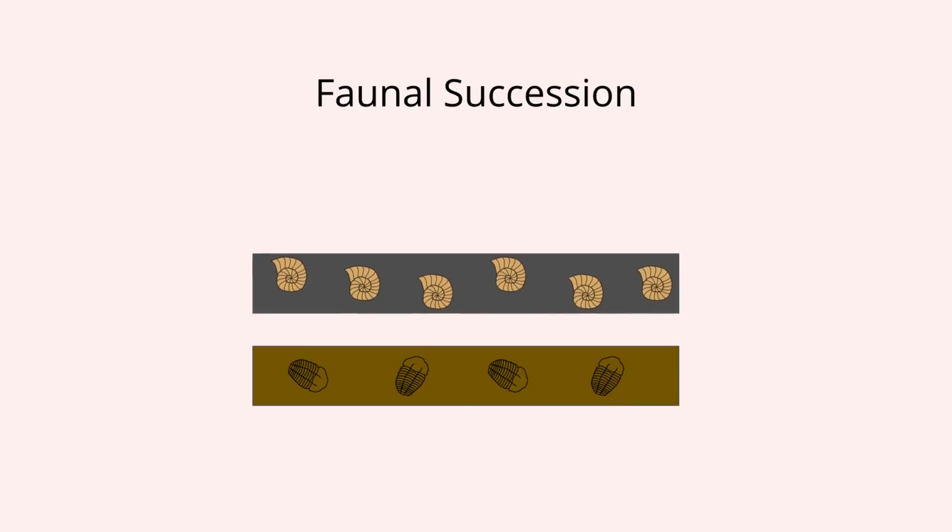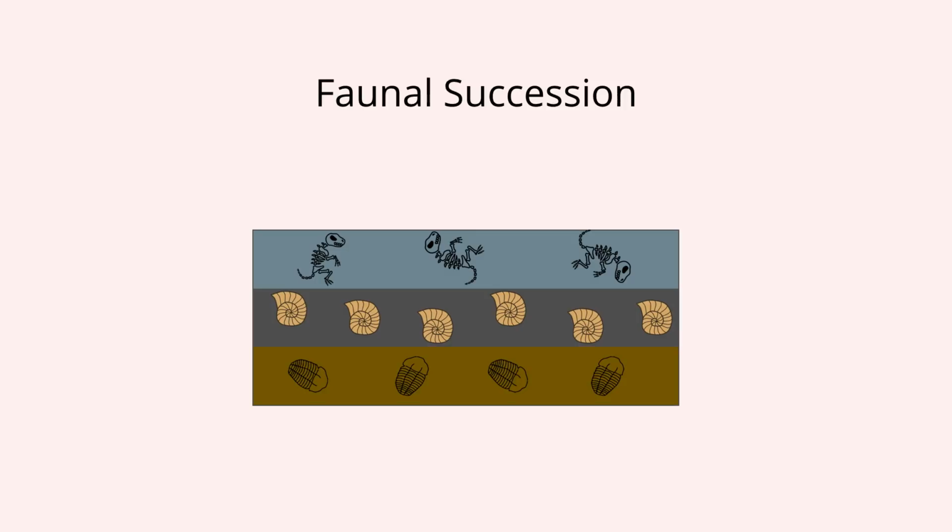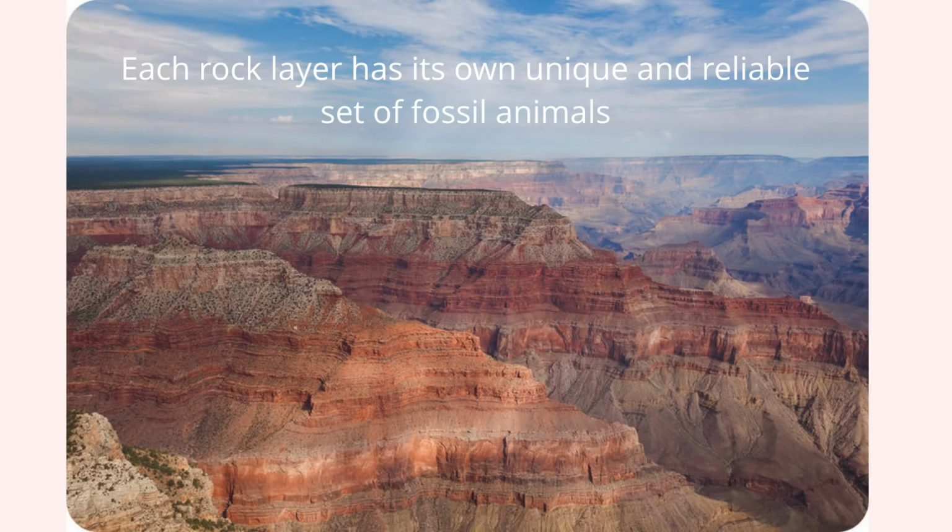The principle of faunal succession states that there are certain organisms that lived only during specific time intervals during Earth's history, such as T. rex living only during the Mesozoic period. So we can use the fossils of those organisms to figure out where we are at in geologic time. Even in the Grand Canyon, each rock layer has its own unique and reliable set of fossil animals and plants.